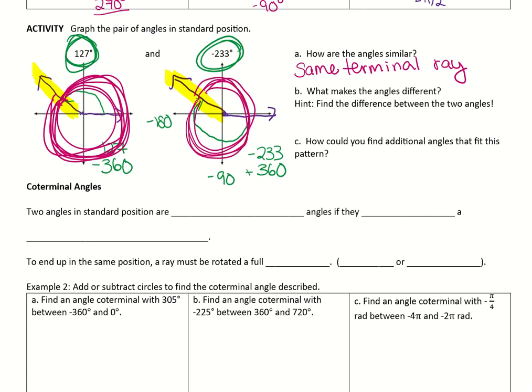Think about spinning around in your desk chair. If you face the front and you spin around and you're facing the front again, you're still in the same position. You've just added a circle. So what makes the angles different? They're 360 degrees apart. So how could you find additional angles that fit this description? You can add or subtract more circles. In other words, you can add or subtract more 360s.